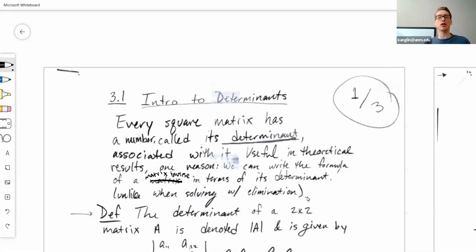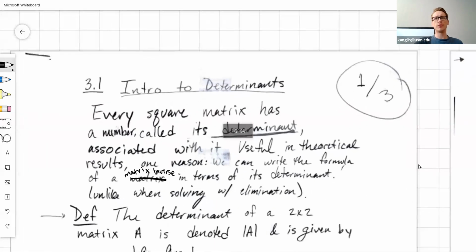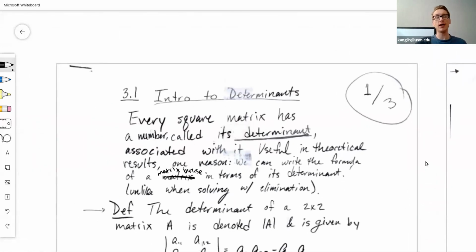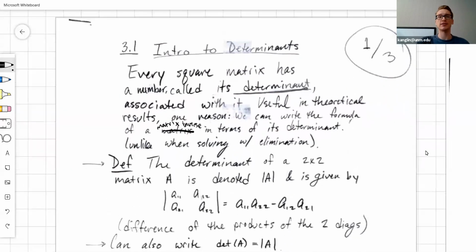Finally, we will have a formula for the inverse, not just some sort of process for finding it. Remember, we've usually used row reduction to find inverse matrices, but we never had a good way of writing down, given matrix A, what the matrix A inverse equals in terms of A's components. Well, with the determinant, we will finally be able to do that. So that's one reason it's useful for proofs and theoretical results. But we are going to focus mainly on how to compute these things in this video.